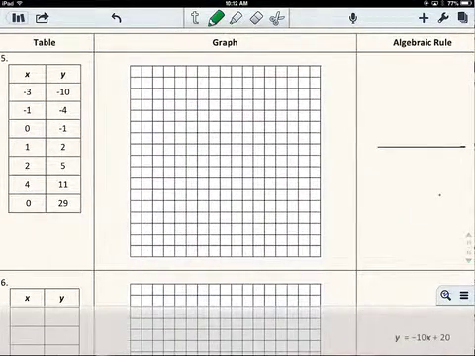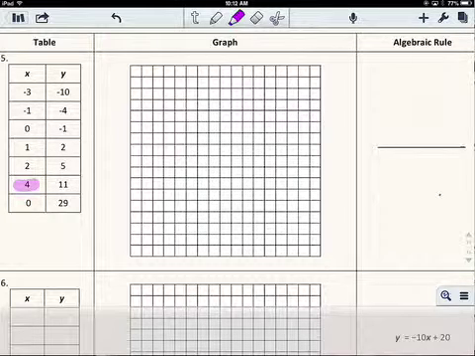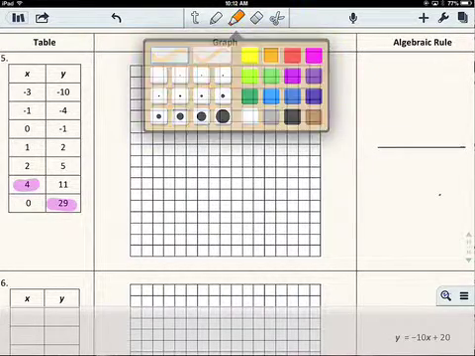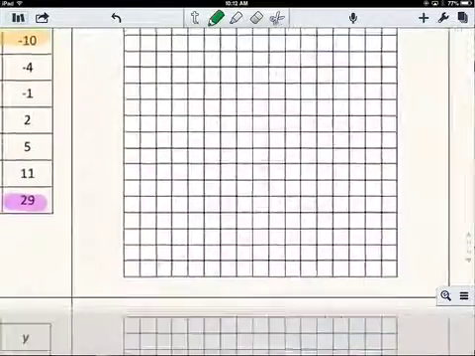I'm noticing in my x's and y's that I have both positives and negatives in both of them. The biggest x value is 0. Whoops, sorry. The biggest x value is 4. And the biggest y value is 29. The smallest x value is -3, and the smallest y value is -10. So I need to go -10 to 30 in the y's.